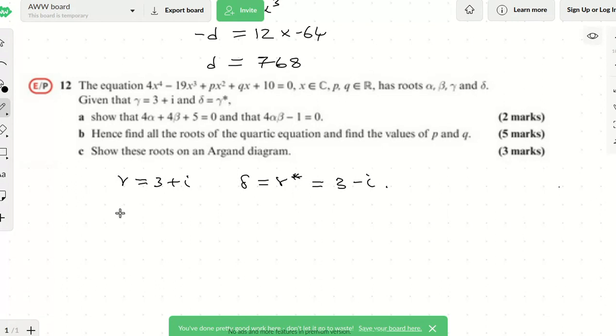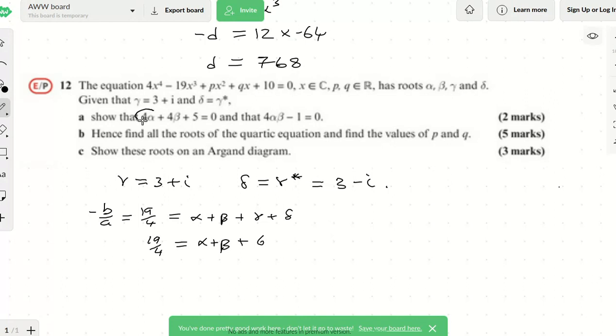Now, remember, minus b over a, which is going to be 19 over 4, is going to be equal to alpha plus beta plus gamma plus delta. Well, that means that 19 over 4 equals alpha plus beta plus, what's gamma plus delta? It's 6. If you ever add a complex number to its conjugate, you just get double the real component of the original complex number. So we end up with 19 over 4 equals alpha plus beta plus 6.